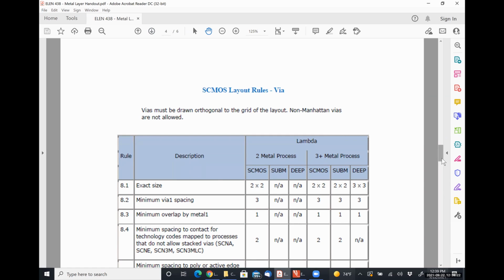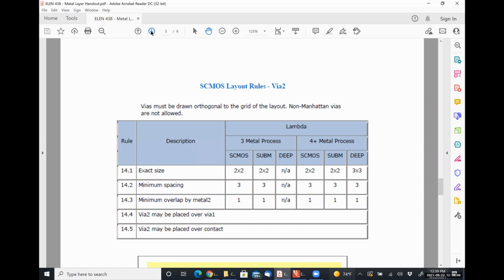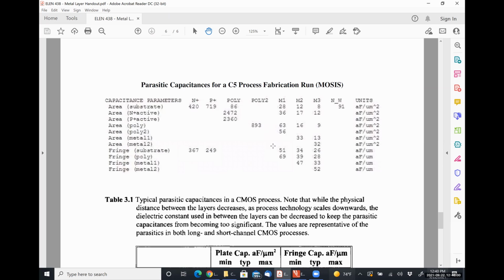Then we have our rules for our via, which, like I said, in a 2 and 3+ metal processes, everything needs to be 2 lambda by 2 lambda. Spacing between vias is all taken care of automatically by Electric and all that kind of good stuff. And then it tells you the minimum overlap by metals and minimum spacings and all that kind of good stuff for the various types of technology nodes. Via 2 is a connection between metal layers, and so it has effectively the exact same rules as contacts, what we discussed. And then here is a couple of big tables.